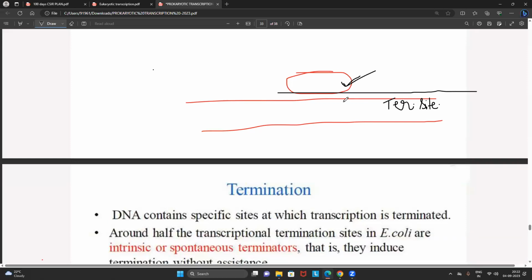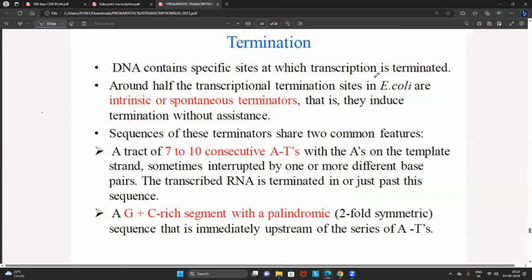Every student answered. Is the termination site present in the DNA or the RNA? Every one of you said, undoubtedly, the termination site is present on the DNA. Correct? The RNA is only synthesized; how would the RNA have the termination site? It is only present on the DNA.